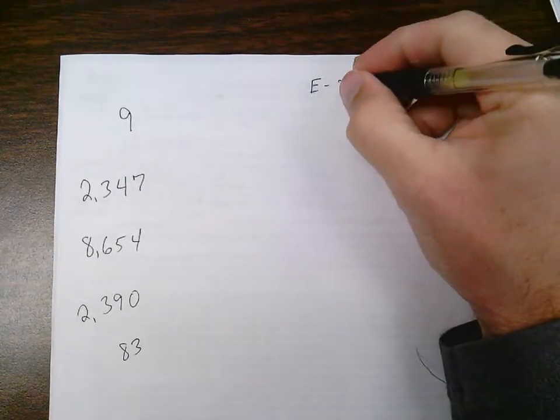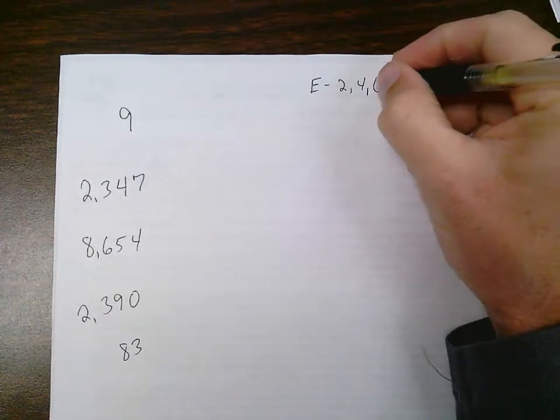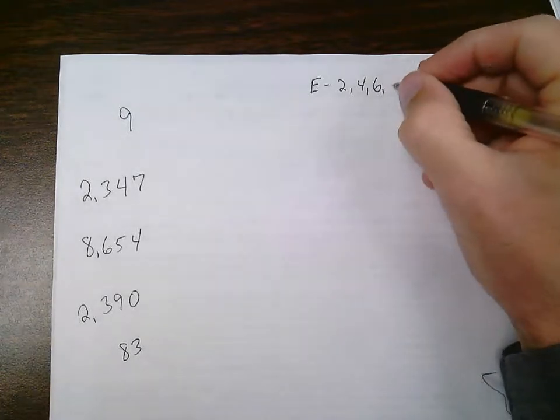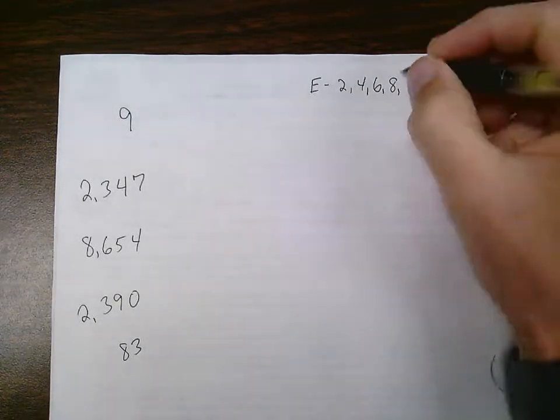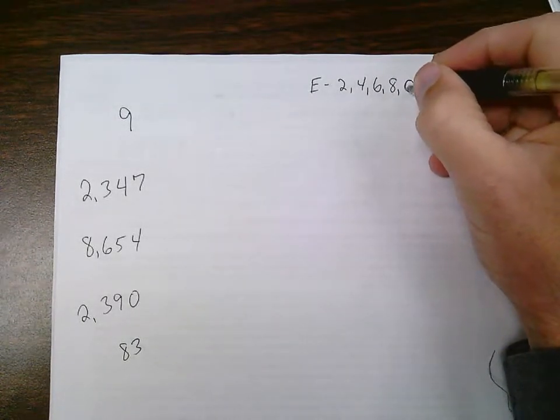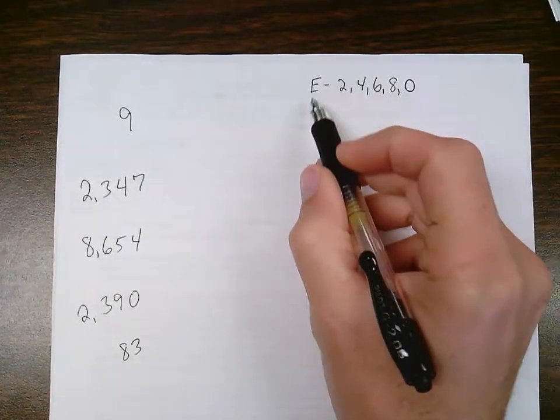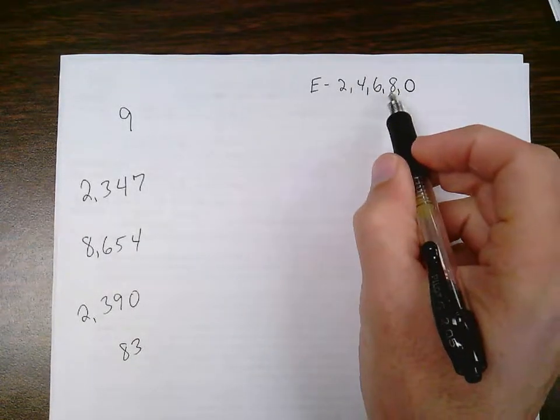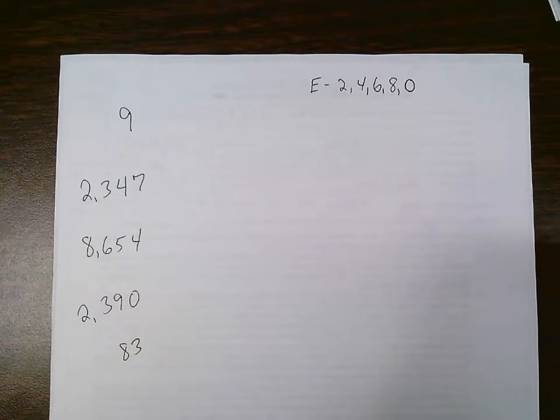2, 4, 6, 8, and 10. And I'm just going to write a 0 down for 10. So any number that ends in 2, 4, 6, 8, or 0 is going to be an even number.